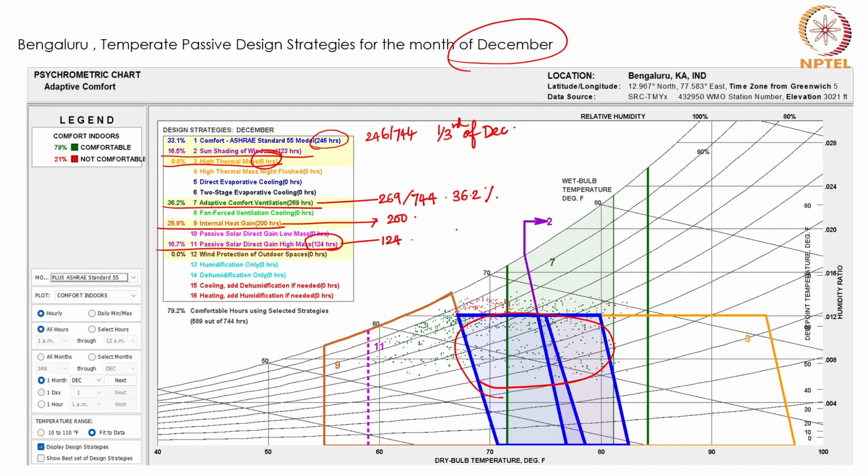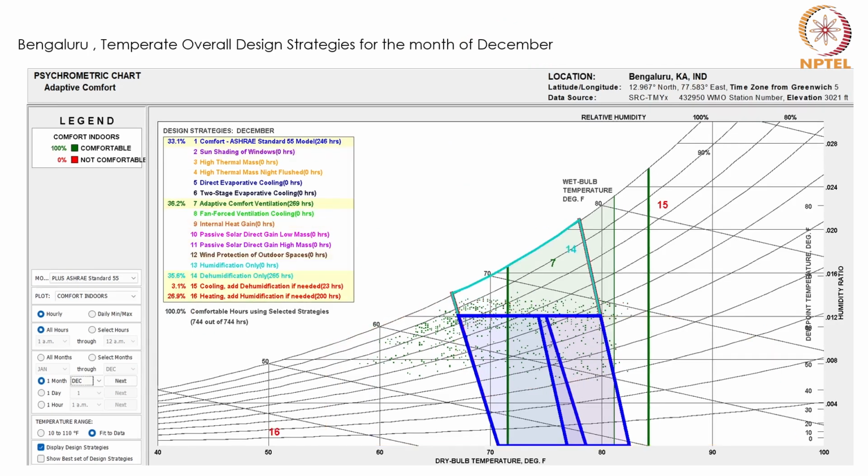So, these passive strategies, if adopted, will make 79.2% or 589 hours out of 744 hours comfortable. But suppose we want 100% of the hours to be comfortable, then what should be done?